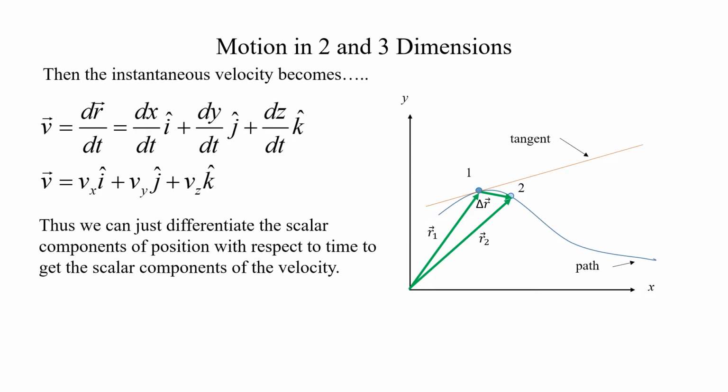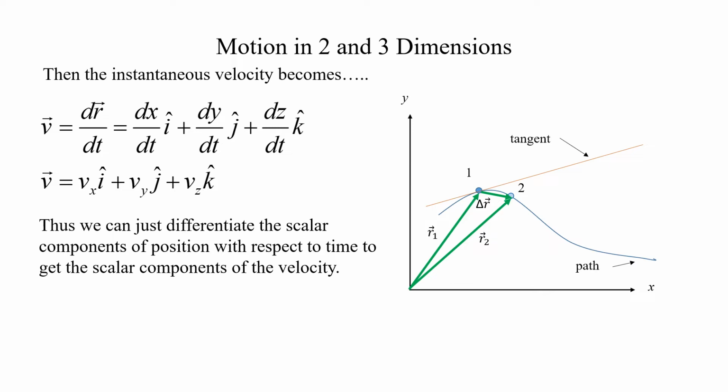To get the instantaneous velocity, we take the limit as delta t goes to 0, and that gives us the derivative, dr dt. And dr dt we can write as dx dt i hat plus dy dt j hat plus dz dt k hat. So notice that for the velocity vector, we can just differentiate the scalar components of position with respect to time to get the scalar components of the velocity.